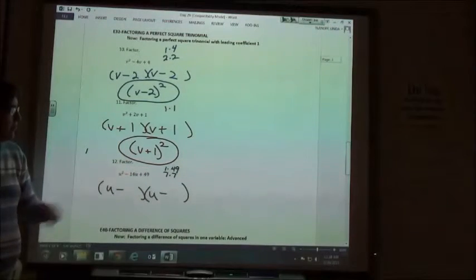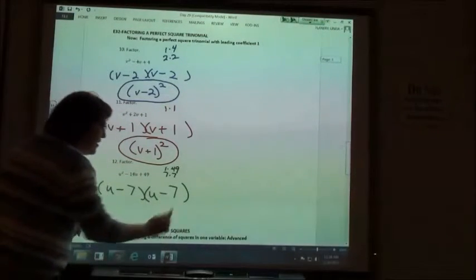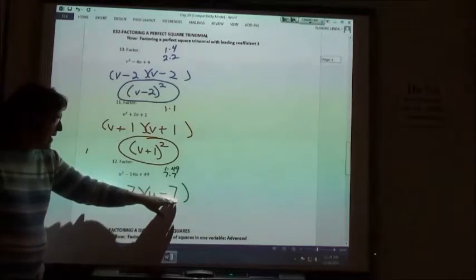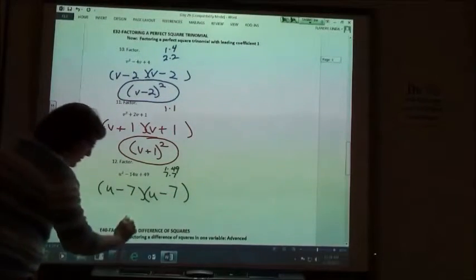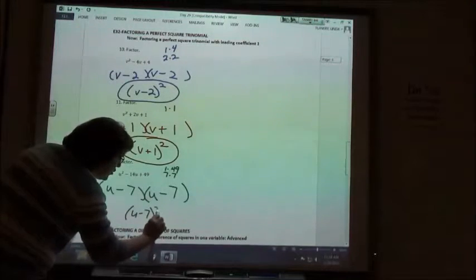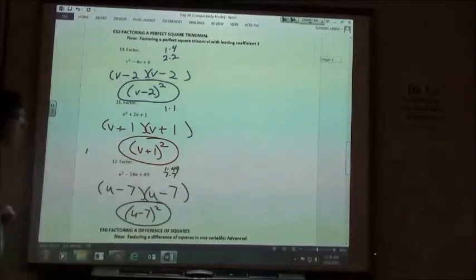Which pair adds up to 14? Well, the 7 and the 7 do. Negative 7 plus negative 7 is the negative 14 in the middle. U minus 7 squared is then going to be your answer.